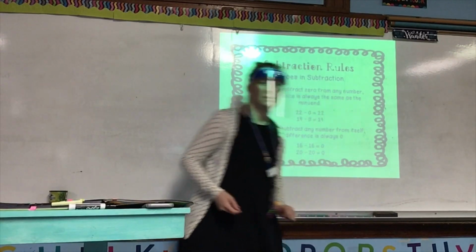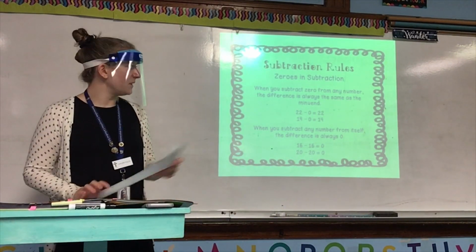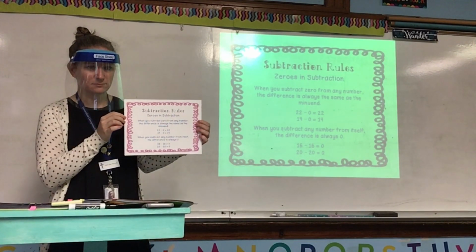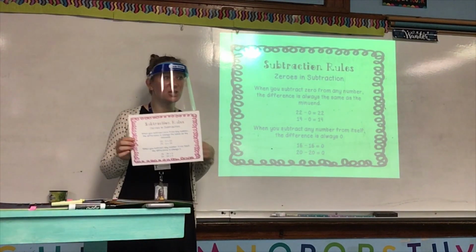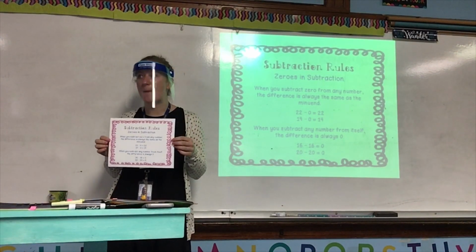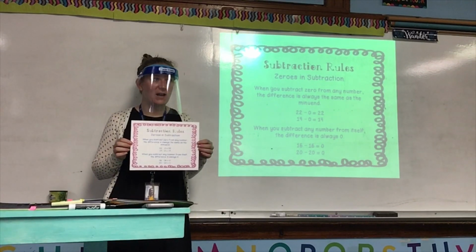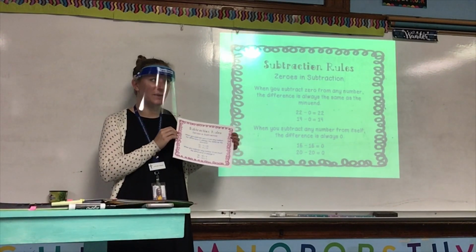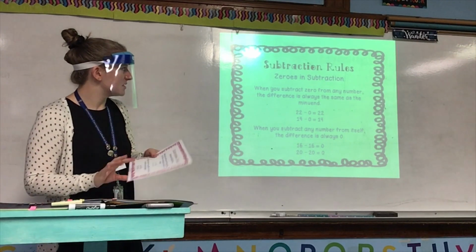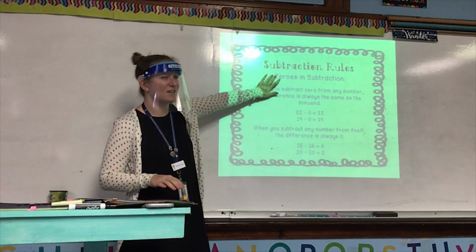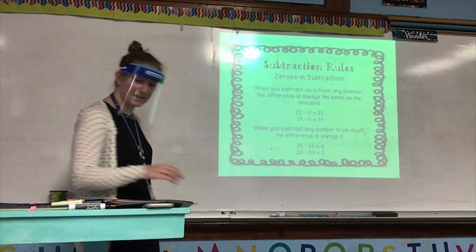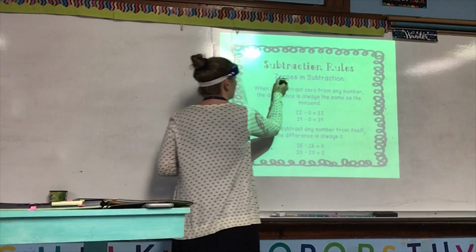Just set it down. Okay, so now you should be looking at the sheet that says subtraction rules. Just like there are addition properties, there are subtraction rules. There are not subtraction properties. So if you have a question where you have to identify and you tell me it's a subtraction property, that's not true. So there is one subtraction rule, and it's called zeros in subtraction. So underline that because that is the name of this subtraction rule.